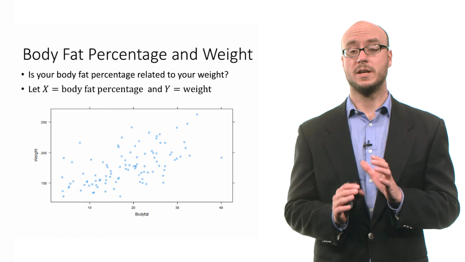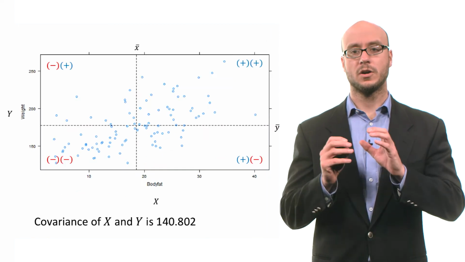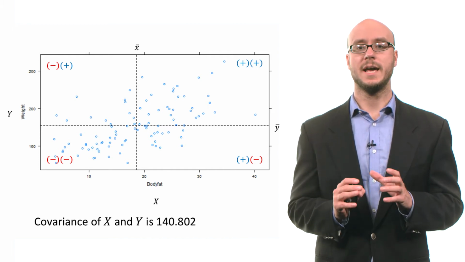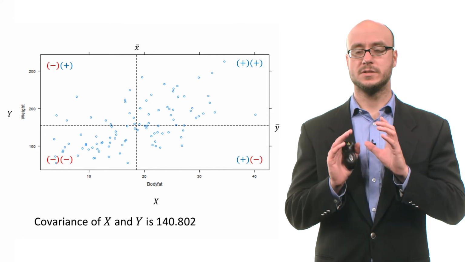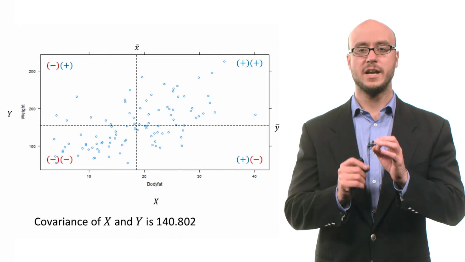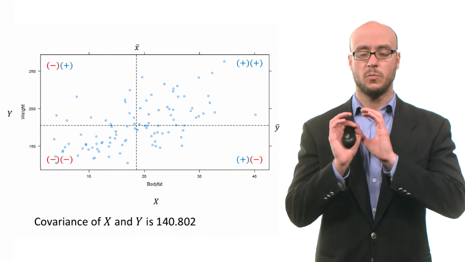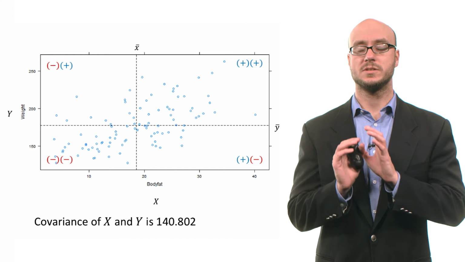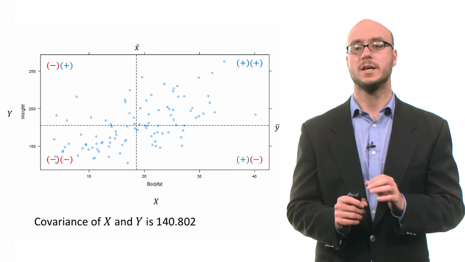So far, we've talked about a measure of association called covariance. So let's calculate covariance. The covariance between these two variables is about 140.802. You can see that the covariance is just based on reorienting each data point in reference to the mean of X and the mean of Y. And so from that, we can calculate the covariance, which is simply a measure of the average of the cross products between X and Y.